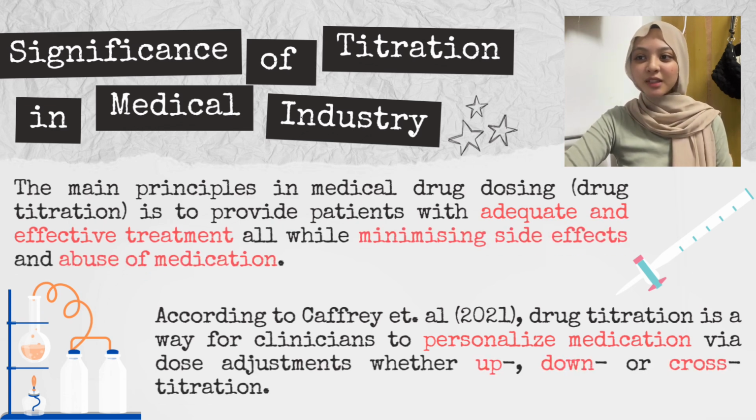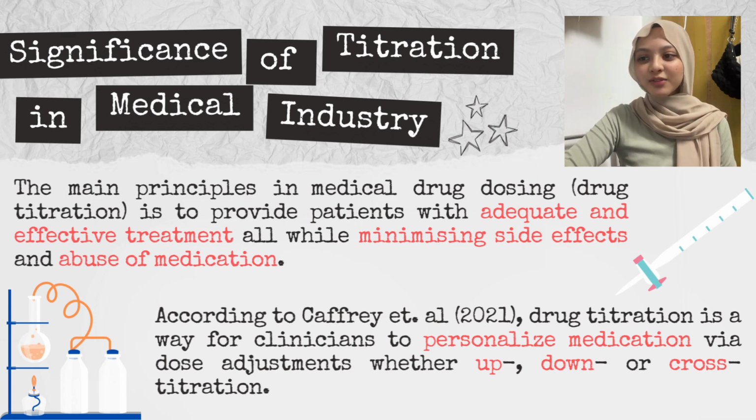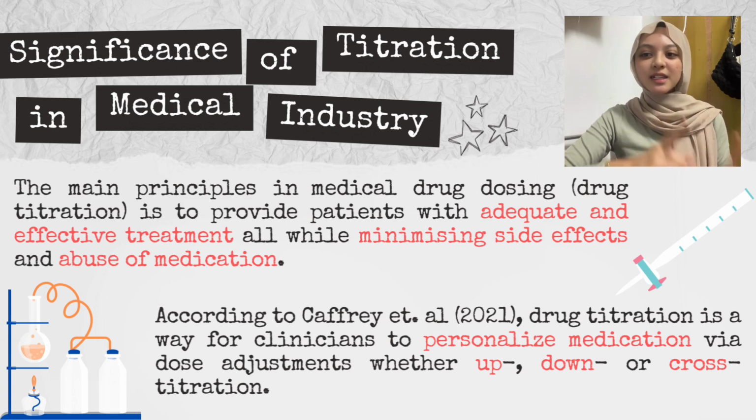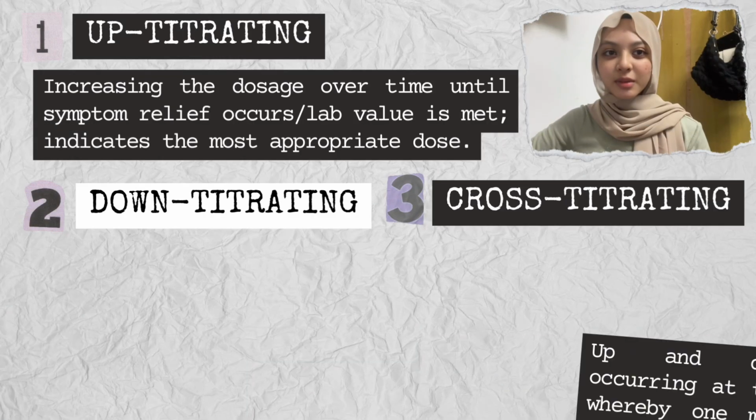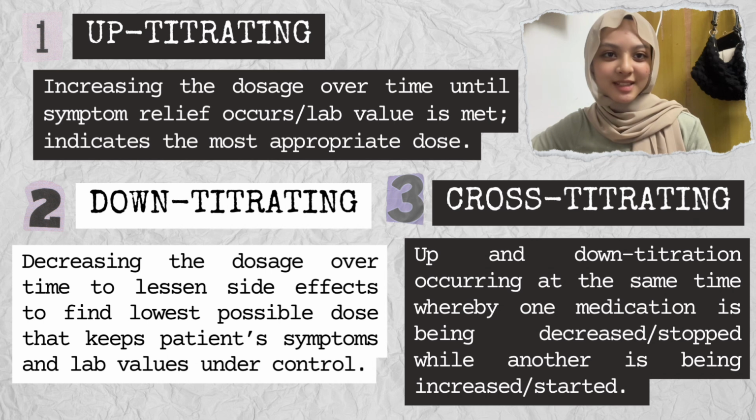The main principle in medical drug dosing or drug titration is to provide patients with adequate and effective treatment, all while minimizing the side effects and the abuse of medication. According to CAFRE 2021, drug titration is a way for clinicians to personalize medication via dose adjustment, whether it is up, down, or cross titrations. Next, I will be explaining about up, down, and cross titrating.